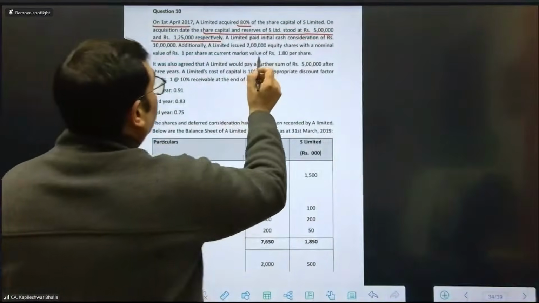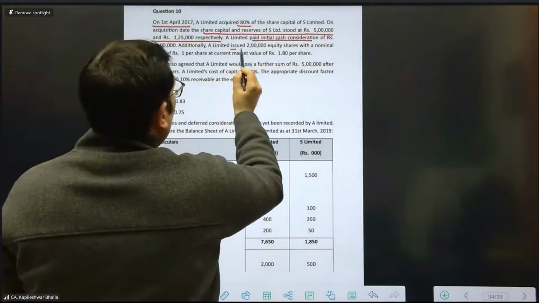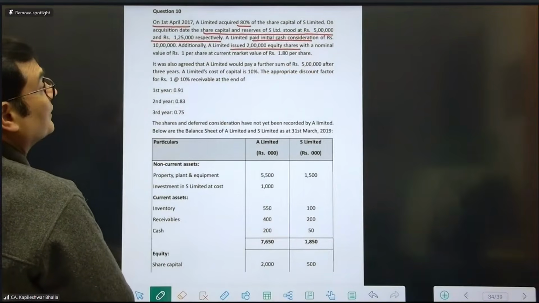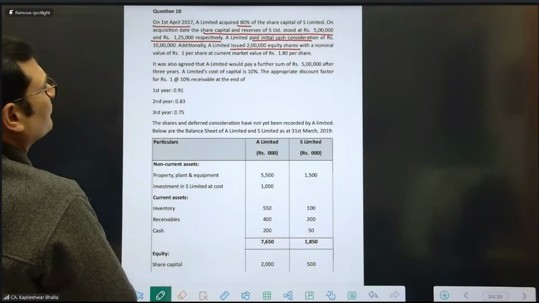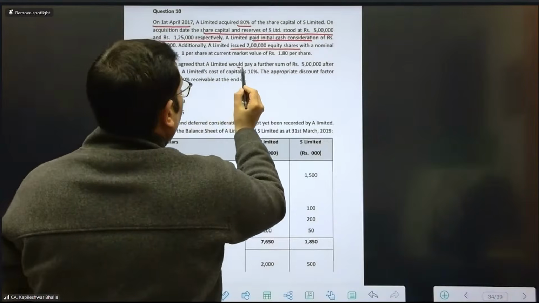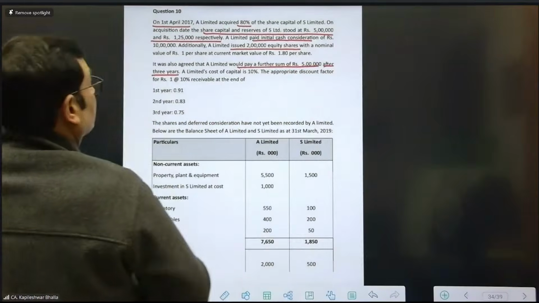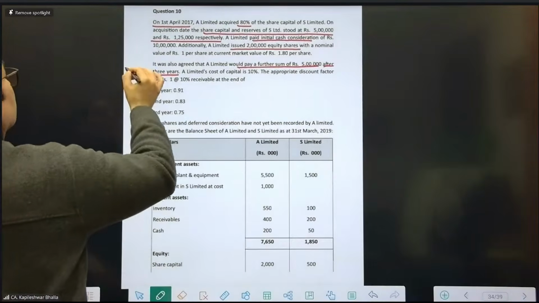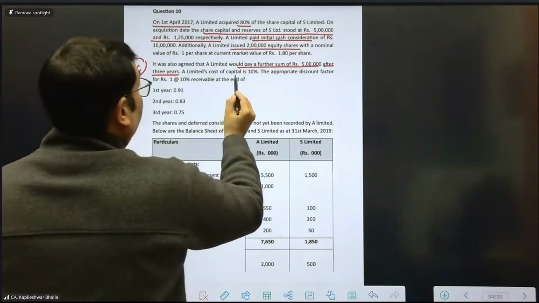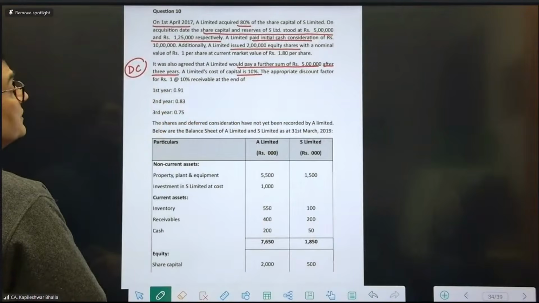Then he says A paid an initial cash consideration. Additionally, A issued 2 lakh equity shares with a nominal value of 1 at a current value of 1.8. So purchase consideration is paid in the form of cash as well as in the form of shares. It was also agreed that A will pay a further sum of 5 lakh after 3 years. Now, if this is paid after 3 years, that means this is a deferred consideration. And the cost of capital is given as 10% and the discounting factor at the end of each year is given.